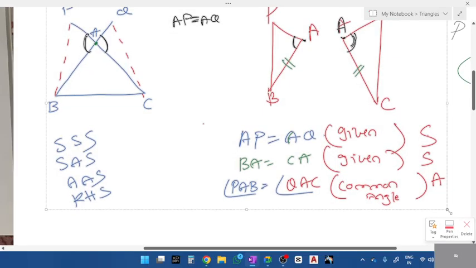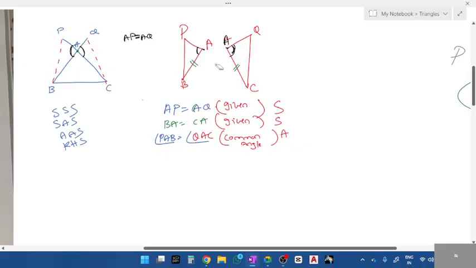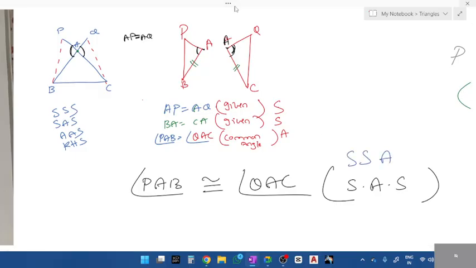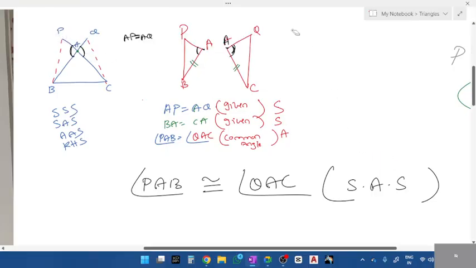Are they congruent or not? They're congruent. So can you tell me which two triangles are congruent here? Triangle PAB is congruent to triangle QAC. Very good, exactly right. When you write it, you're supposed to write SAS. Don't write SSA here. Just because we found them in that order, don't write SSA. Side angle side.